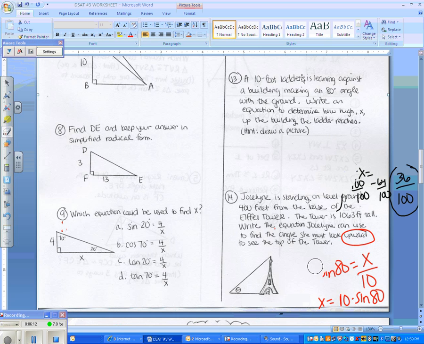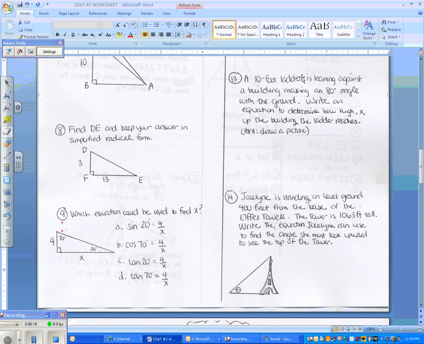Okay, so for number 8, we're going to have to use Pythagorean's theorem. Can't use trig because we don't have an angle. So 3 squared plus 13 squared equals DE squared. And we don't have a calculator, but we do know that 3 times 3 is 9, and that 13 times 13 is 169.